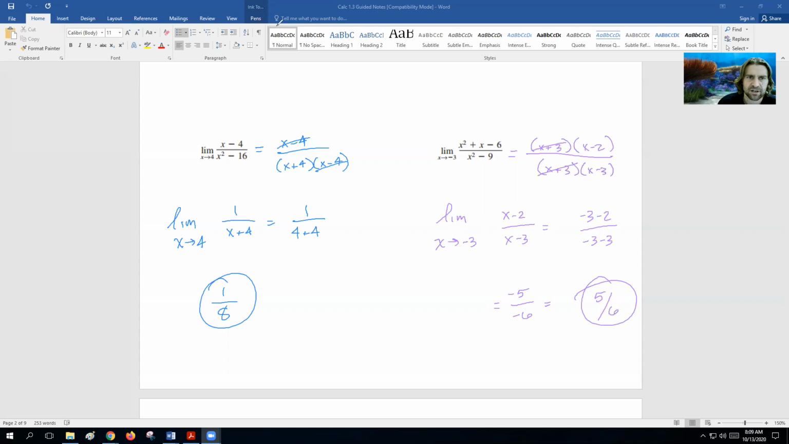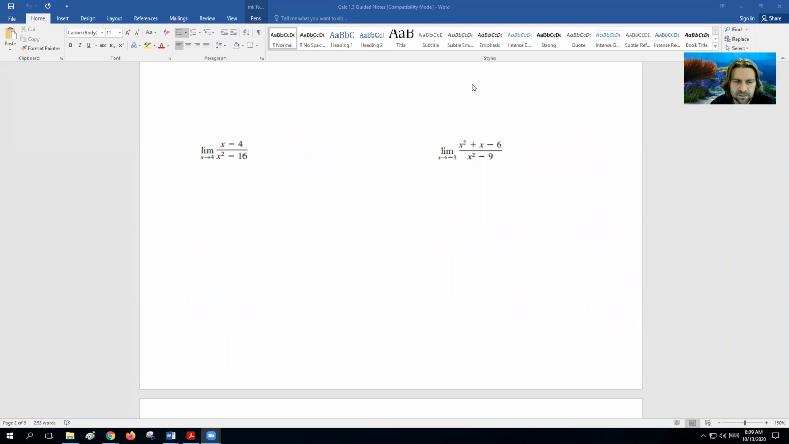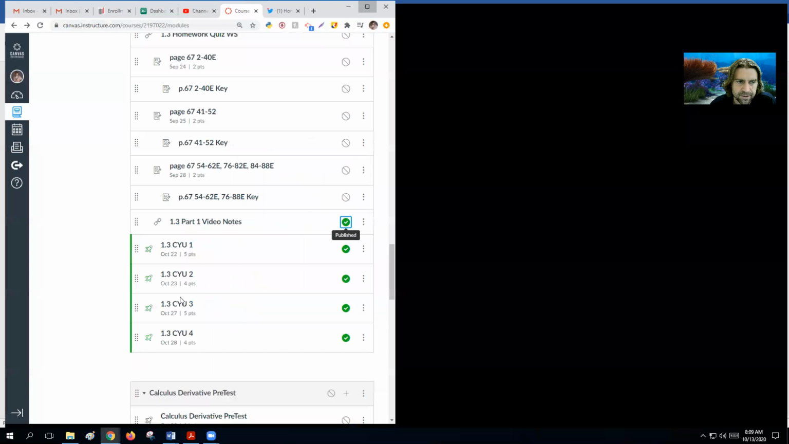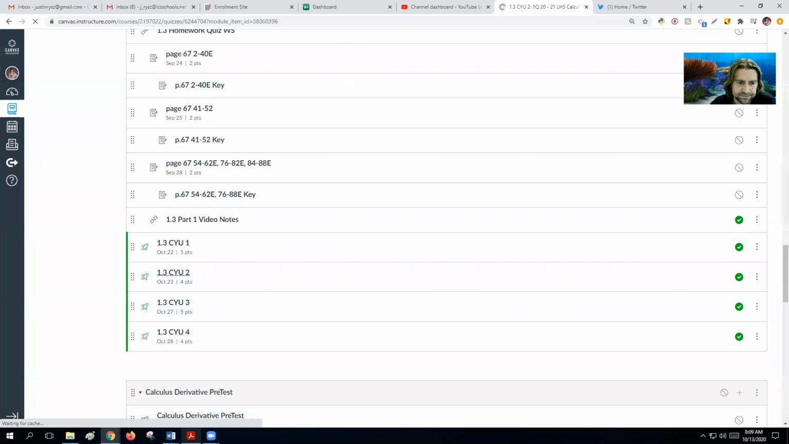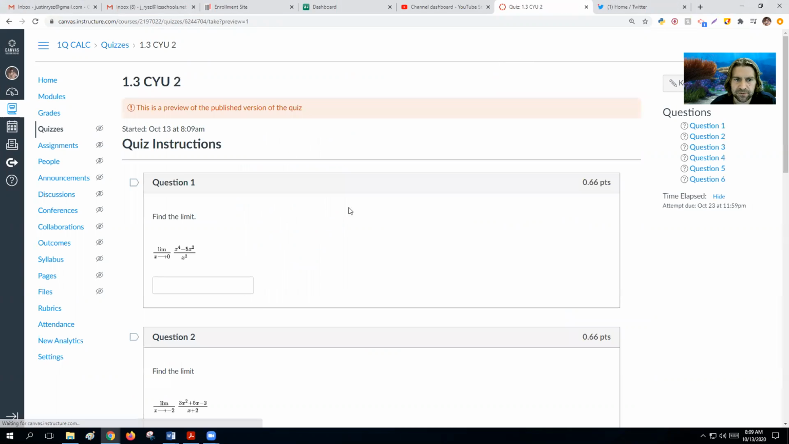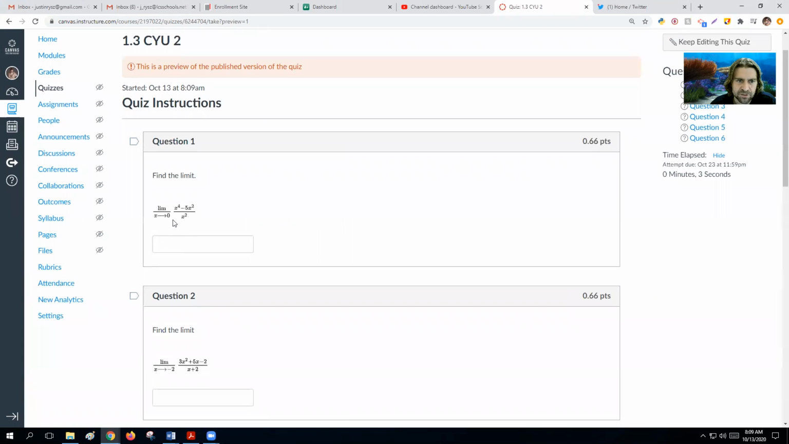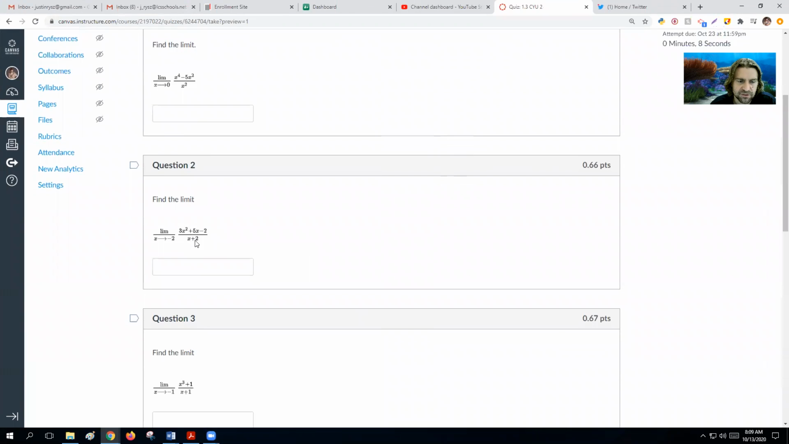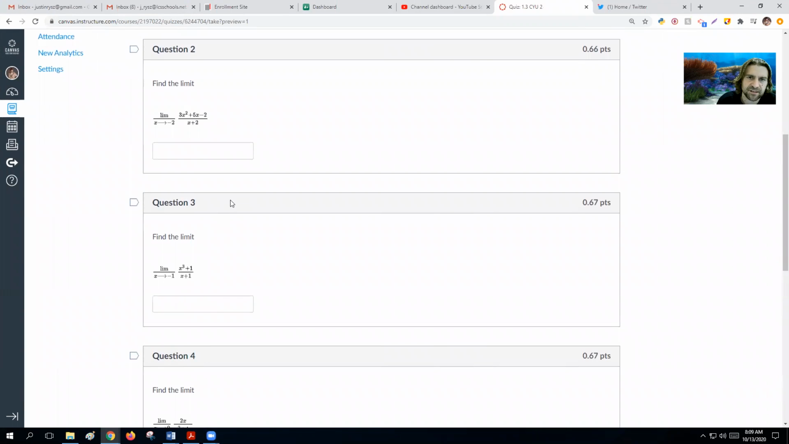All right, so let's take a quick brief look at the CYU to see if you would have any trouble with this. Part 2 here. All right, so we'll go to our CYU. Let's open it up. Make sure I'm still screen sharing this. All right, 1.3 CYU2. So direct substitution, factor out the x squared, should be easy there. Factor out the x plus 2. Do we need help with that factoring? We might. Here, I'll give you a clue.